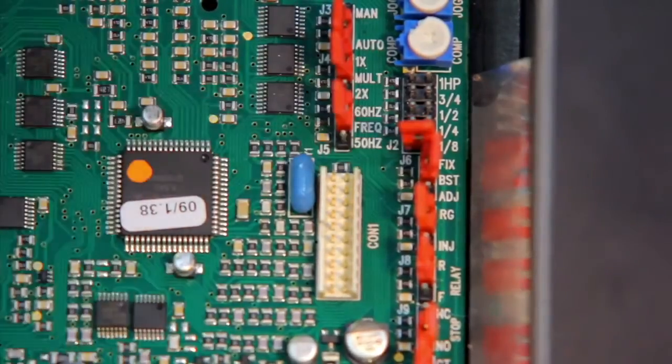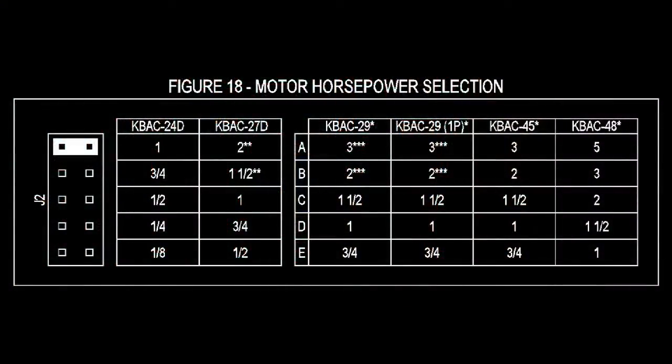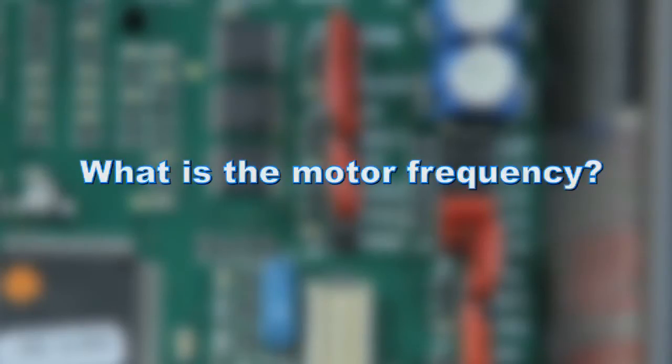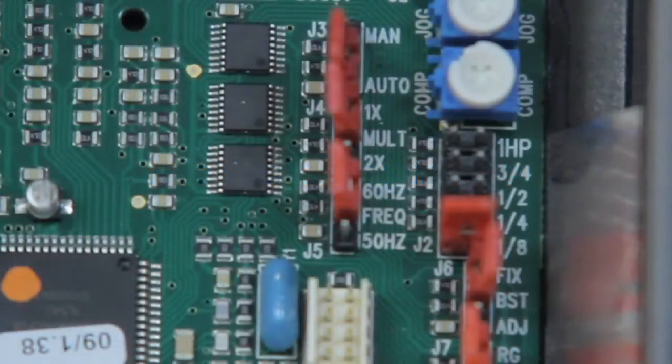For drives 3 horsepower and higher, you will need to refer to Figure 18 on page 17 of the installation manual. 3. What is the motor frequency? Our standard factory jumper setting for motor frequency is 60 Hz. Move jumper J5 for 50 Hz European and IEC motors only.